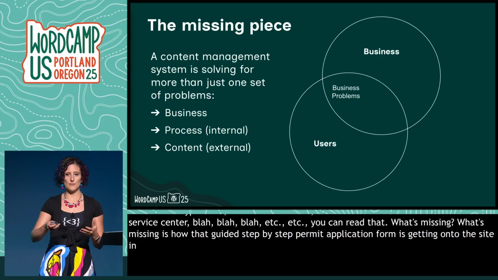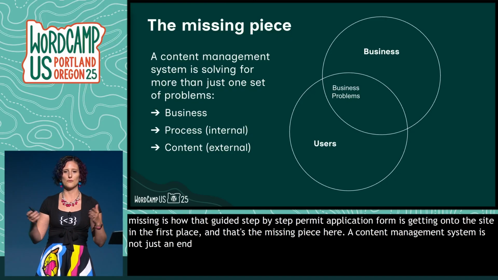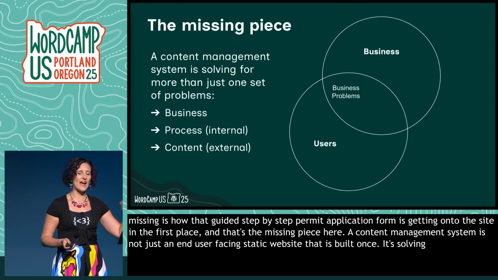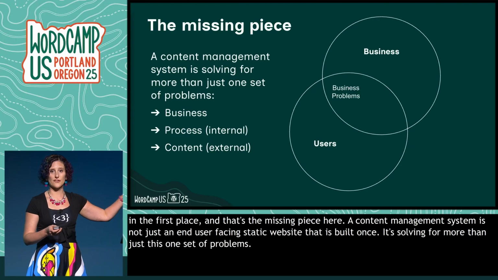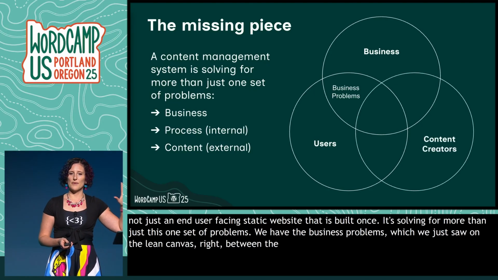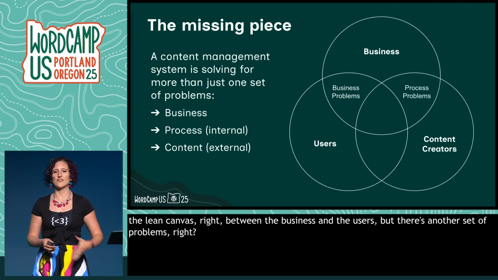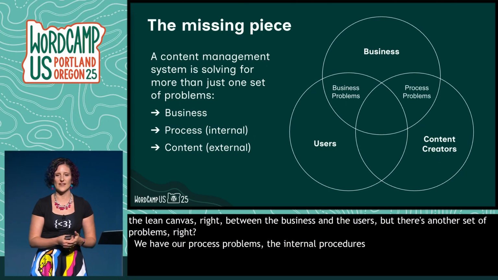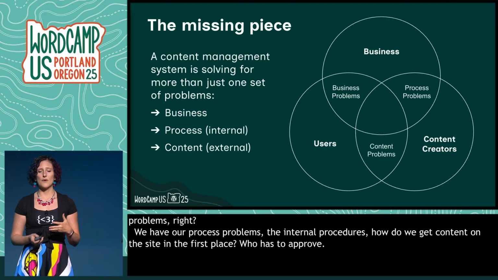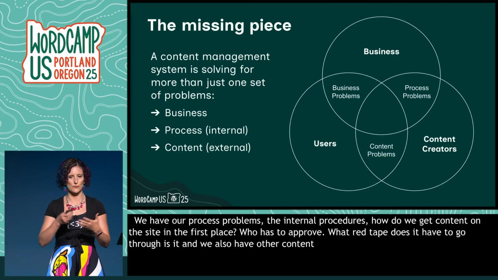A content management system is not just an end-user-facing static website that is built once. It's solving for more than just this one set of problems. So we have the business problems, which we just saw on the Lean canvas, right, between the business and the users. But there's another set of problems, right? We have our process problems, the internal procedures. How do we get content on the site in the first place? Who has to approve? What red tape does it have to go through? And we also have other content problems, like, is this content accessible? Is it readable? Is it relevant?